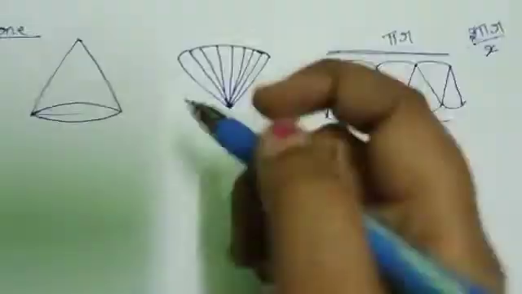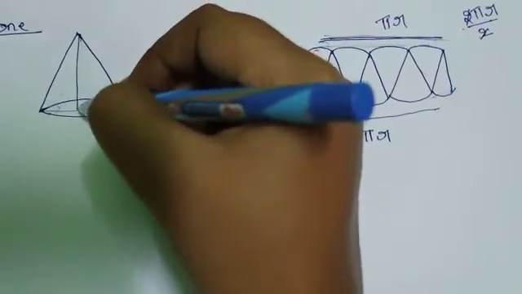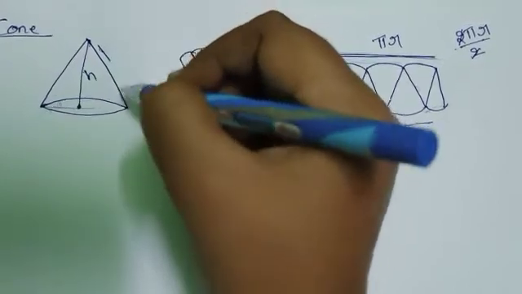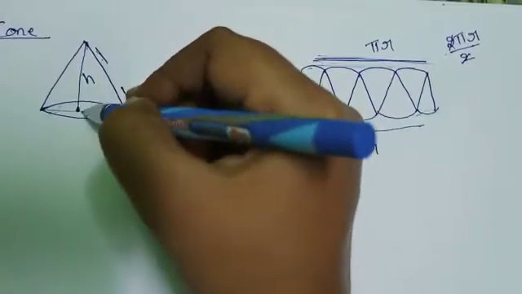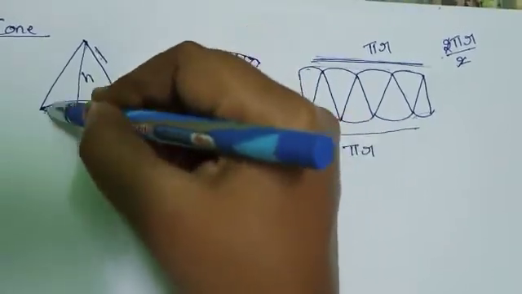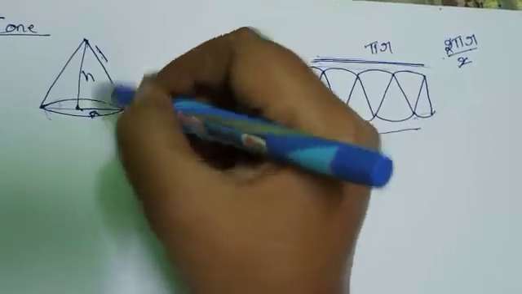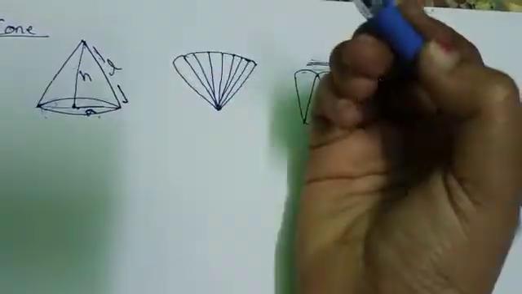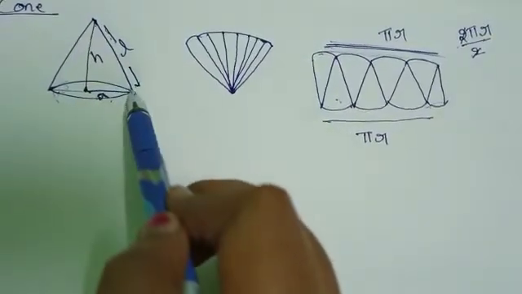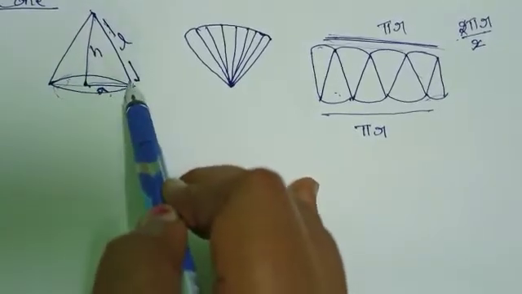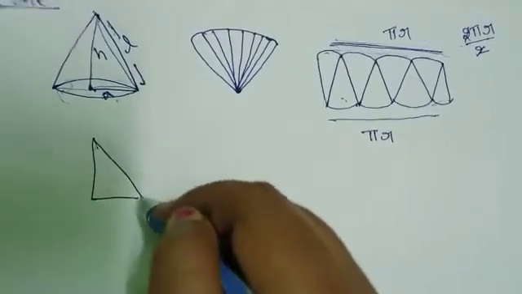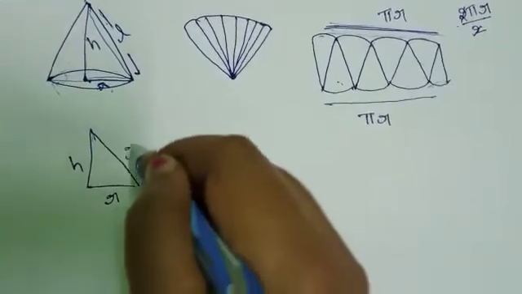See this cone? Suppose this is the height of the cone and this one is radius of the cone. Bottom is circular in shape. This is radius of the circle. Suppose this length equal to L. Okay. See this diagram. This looks like a right angle triangle. H or L. Okay.